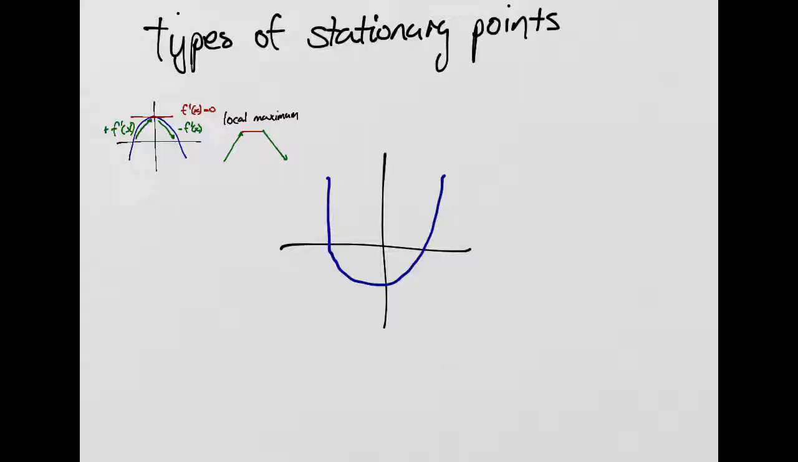So, our stationary point is going to be at the bottom here. Then we can see that prior to this, we're going to have a negative derivative going down. After it, we're going to have a positive derivative. And we call this a local minimum.